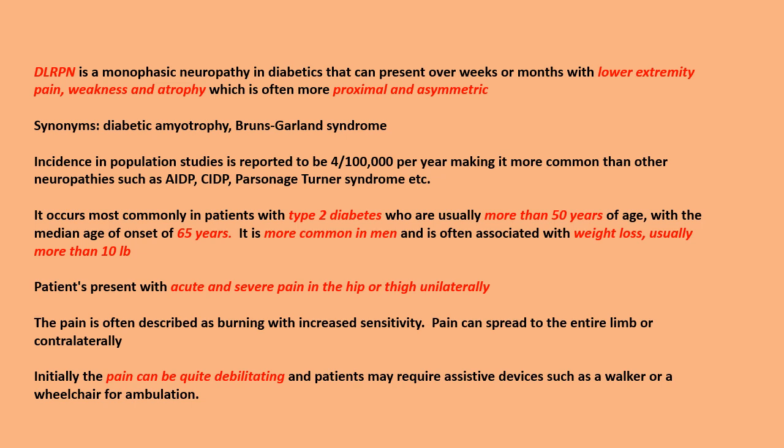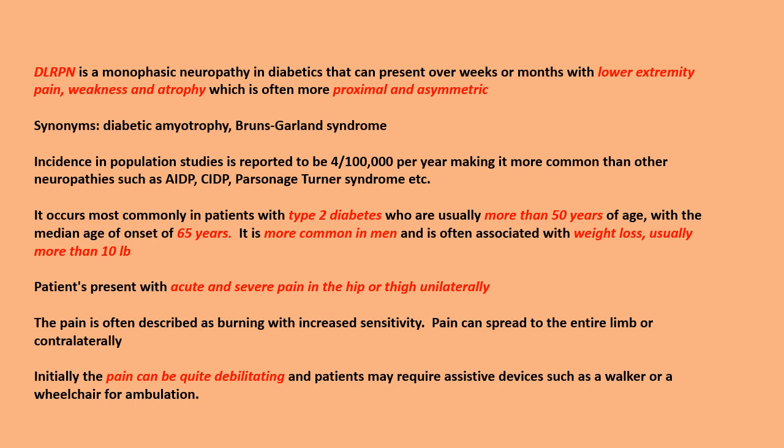It occurs most commonly in patients with type 2 diabetes, who are usually more than 50 years of age, with the median age of onset being 65 years. It is more common in men and is often associated with weight loss, usually more than 10 pounds. Patients present with acute and severe pain in the hip or thigh unilaterally. The pain is often described as burning with increased sensitivity.